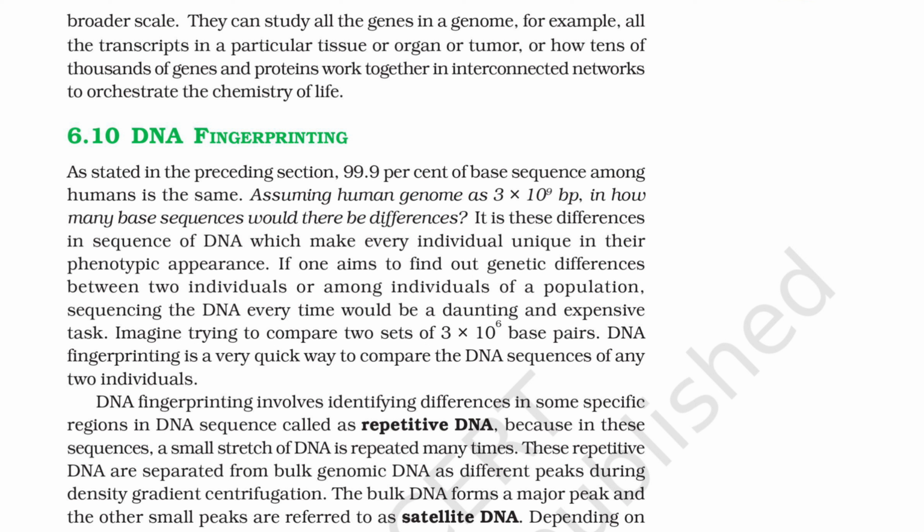DNA fingerprinting involves identifying differences in some specific regions in the DNA sequence called repetitive DNA, because in these sequences a small stretch of DNA is repeated many times. These repetitive DNA are separated from bulk genomic DNA as different peaks during density gradient centrifugation. The bulk DNA forms a major peak and the other small peaks are referred to as satellite DNA.